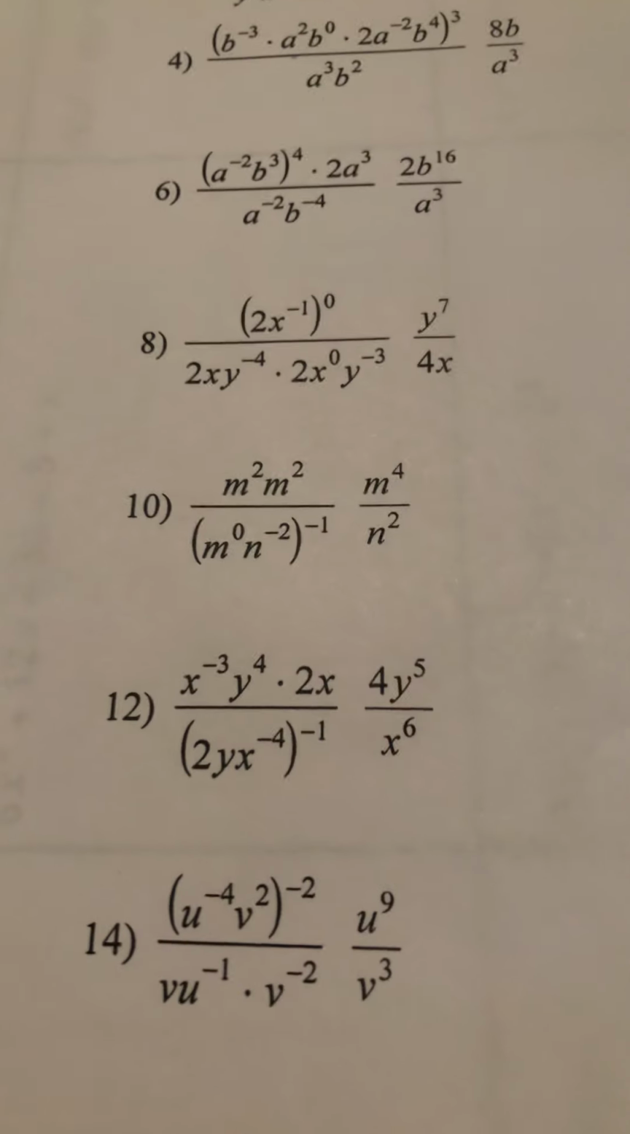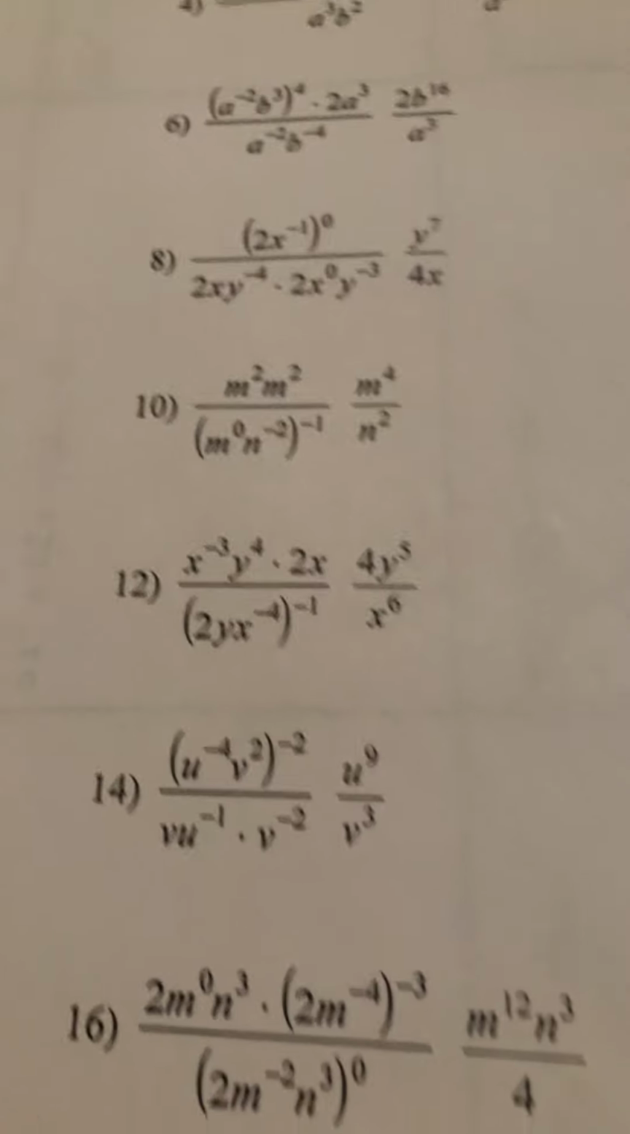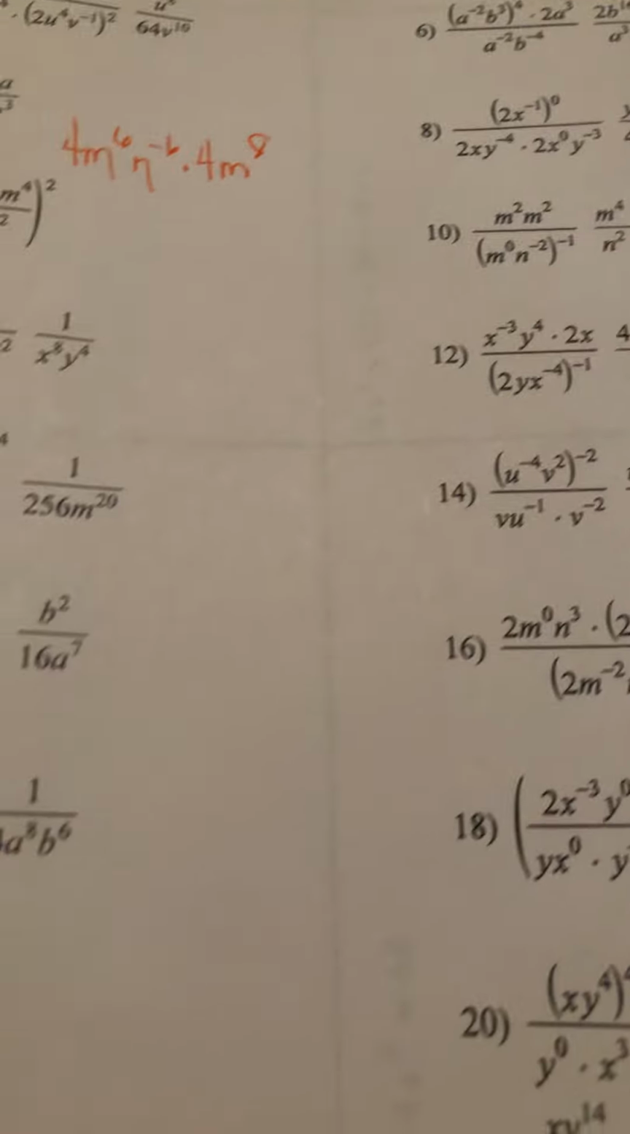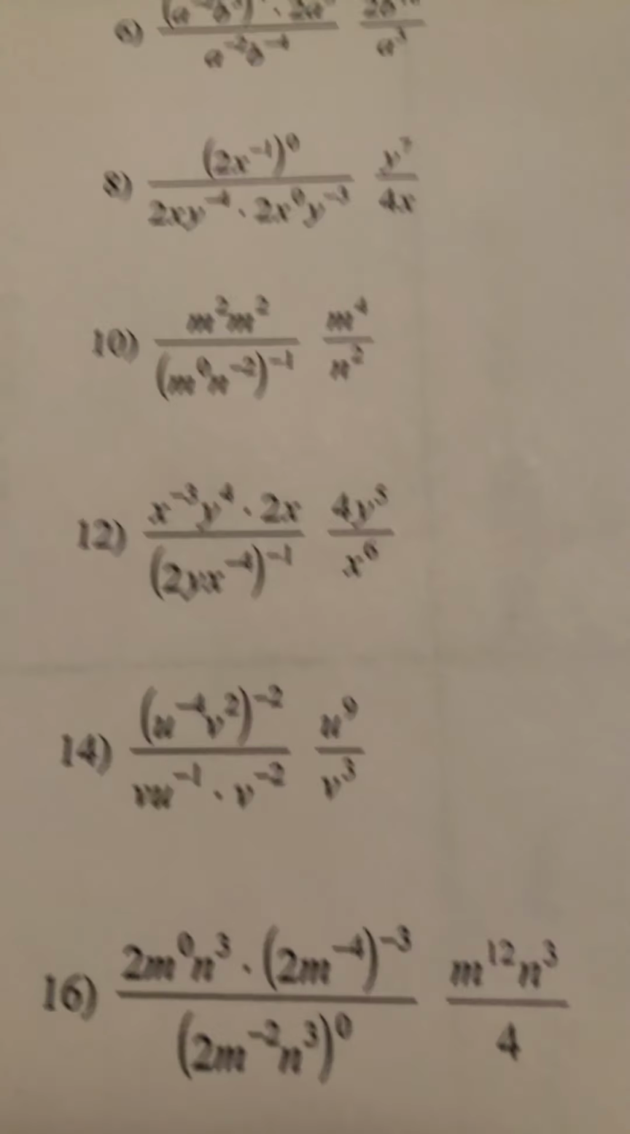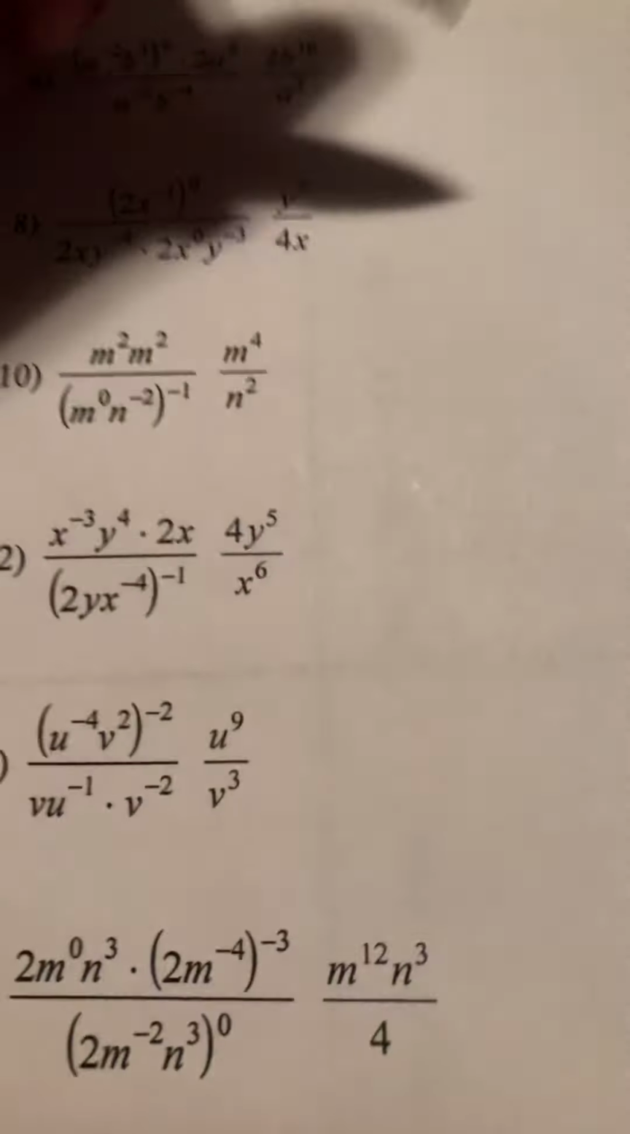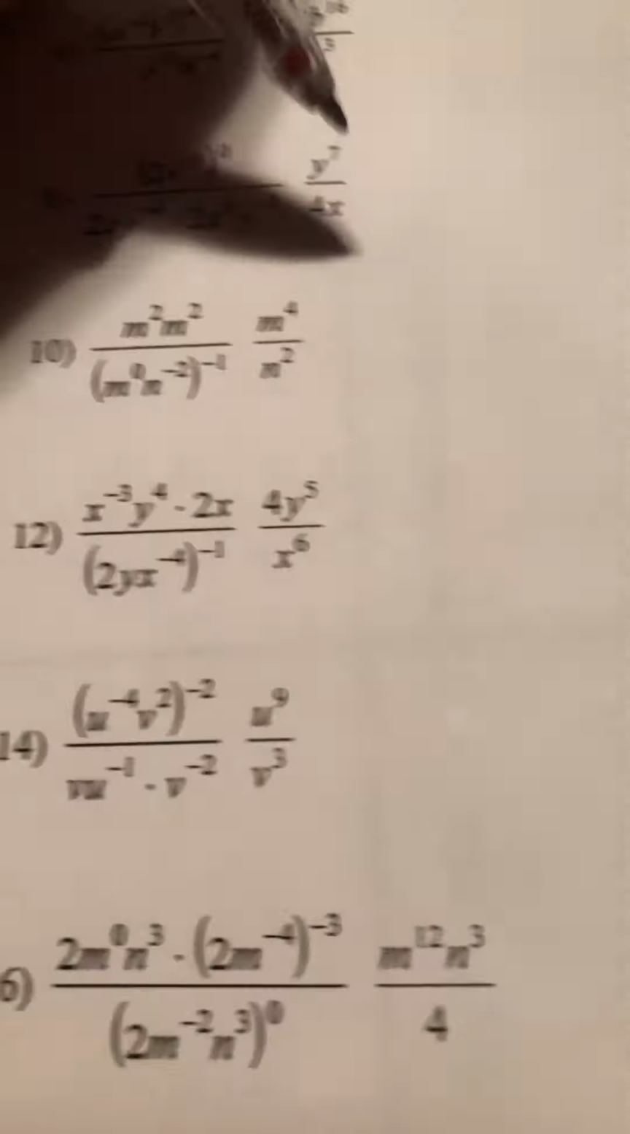So this is your homework that you had to do, numbers 10 through 20. So here are your solutions. Number 10, the solution is m to the fourth over n squared. I was just going to work that out for you really quick.